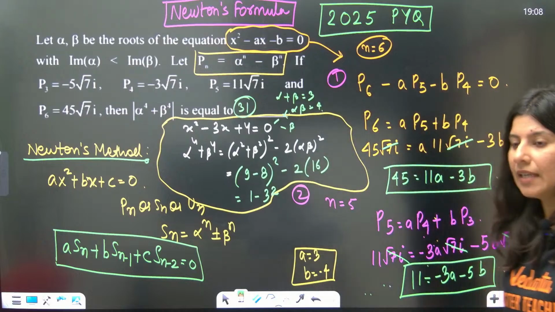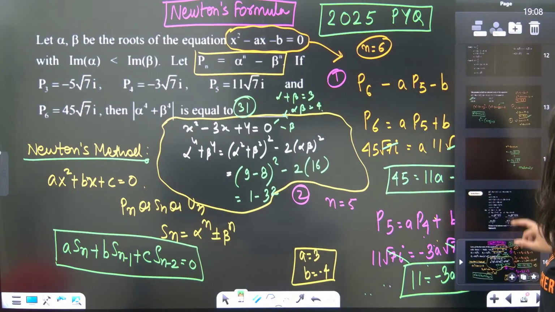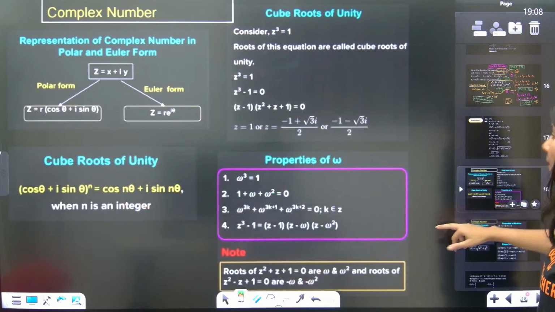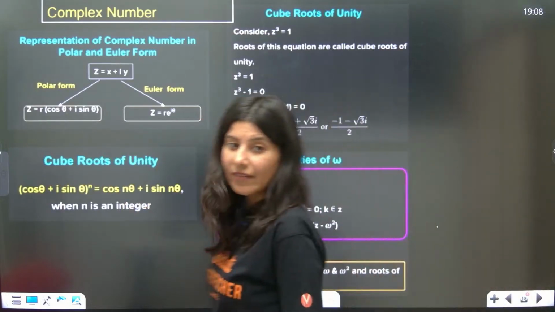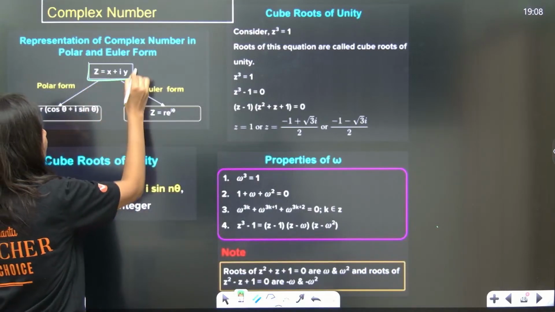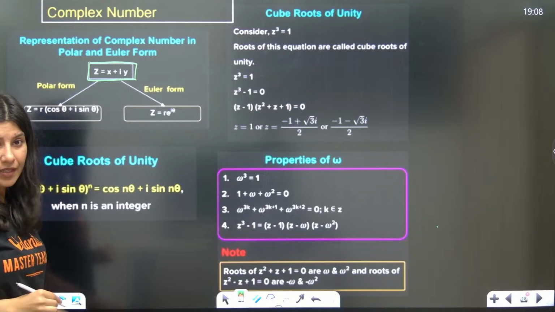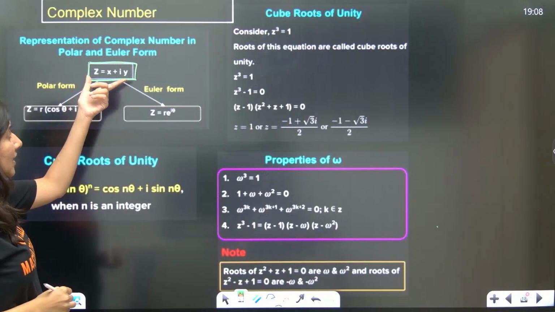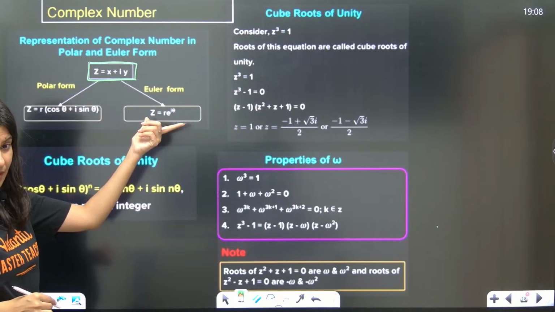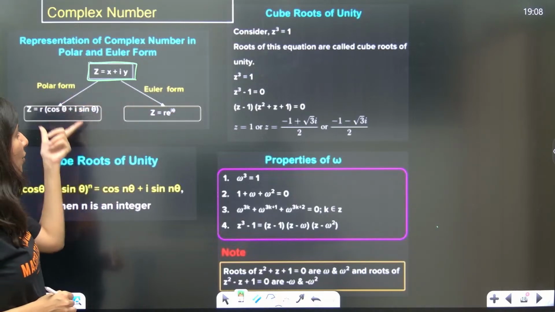Okay. Now, let's talk about complex numbers. Let's introduce complex numbers right now. Suppose you have a complex number z equals x plus iota y. The representation of complex numbers can be either in polar form or Euler form.